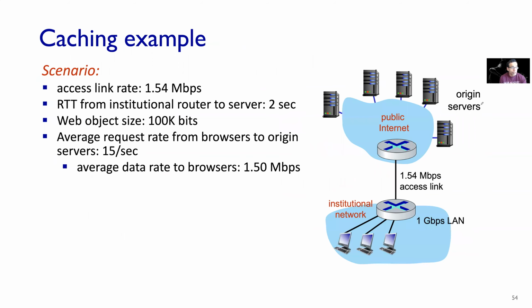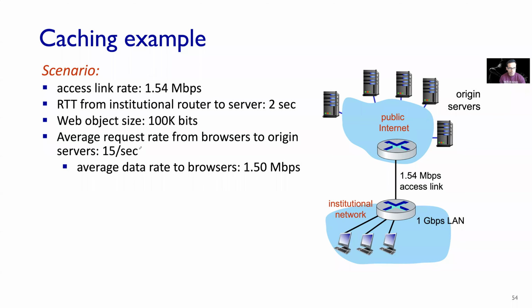Okay, so now let's look at a numerical example to see the precise benefits of caching in terms of reducing the network delay, right? So let's use this particular example here. Let's imagine this is, say, UNSW network or some institutional network, which has a capacity of 1 gigabit. This network is connected to the public internet over a 1.54 megabit access link. And then here we have the public internet and then we have the origin servers, right?